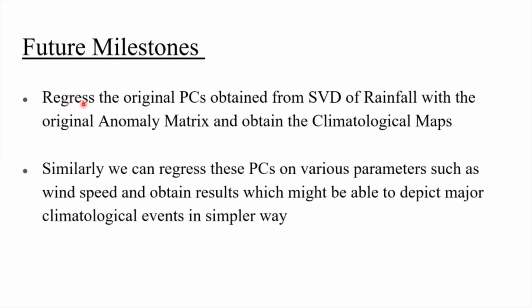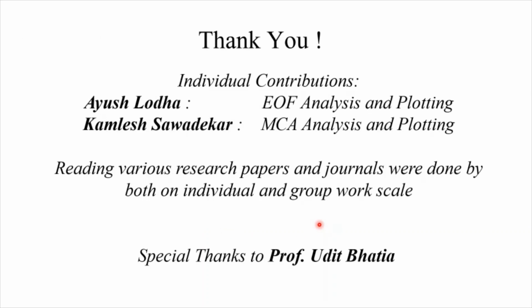Next, we would like to regress out the original seasonal cycle and obtain the SVD of rainfall with the original anomalies and obtain the pure climatological maps. Similarly, we can regress on various parameters such as wind speed and obtain results which might be able to depict major climatological events in a simpler way. So these were the future milestones.